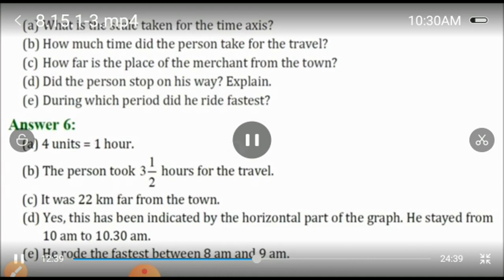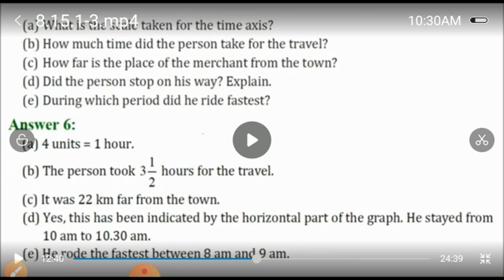My dear student, look at the answer here. 4 units or 4 centimeter is equal to 1 hour. B. How much time did the person take for the travel? So he will take 3 and a half hours to travel from 8 a.m. to 11:30. Is it? Yes. So it was 22 kilometer far from the town. You can get this number from the graph. Yes, this has been indicated by the horizontal part of the graph.